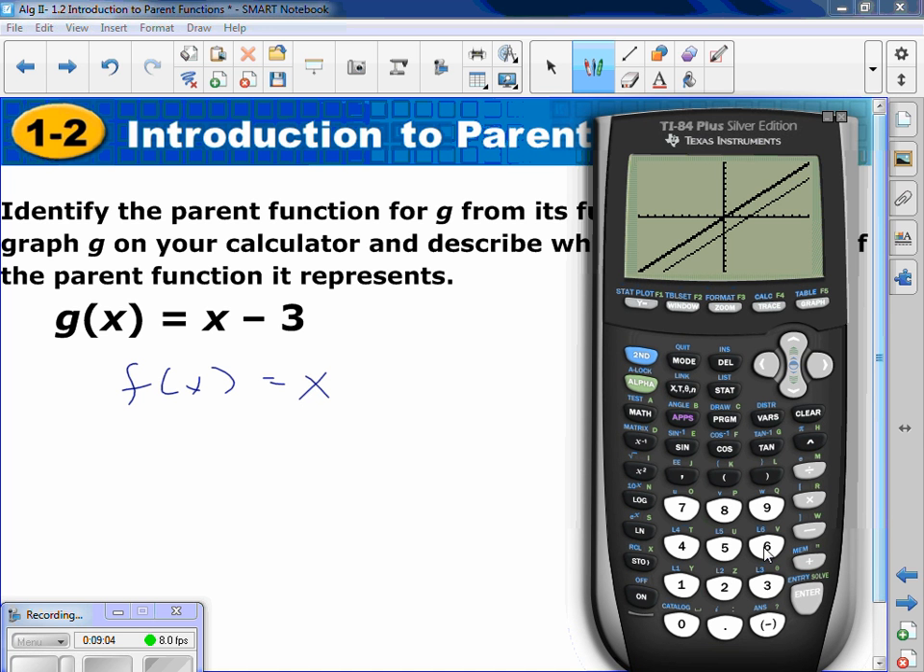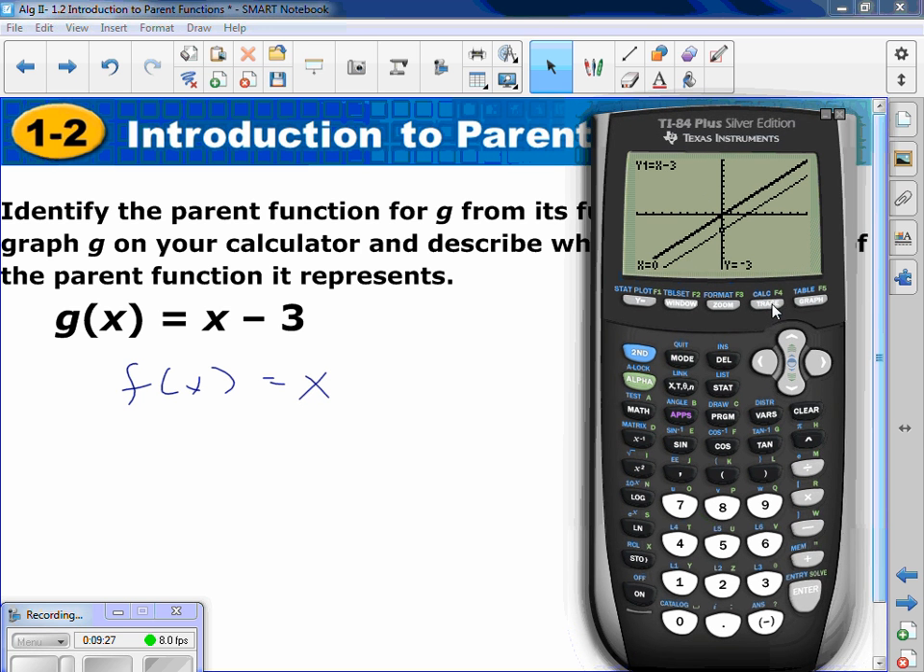You have your two graphs. The darker one is your parent function. The lighter one is the x minus 3. If you're not sure which one's which, you can hit up and down. Up and down just moves the cursor. If you press trace, notice right here it's saying y1 is x minus 3. If I press up, it says y2 is equal to x.